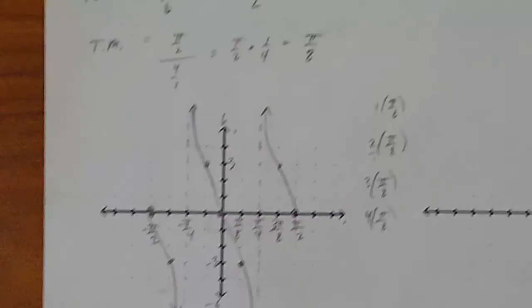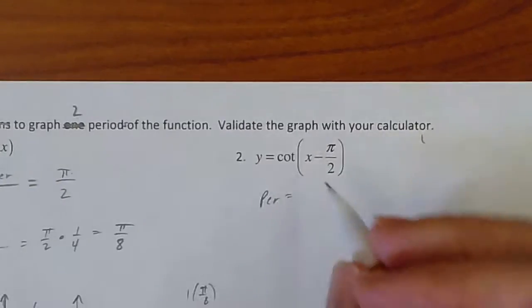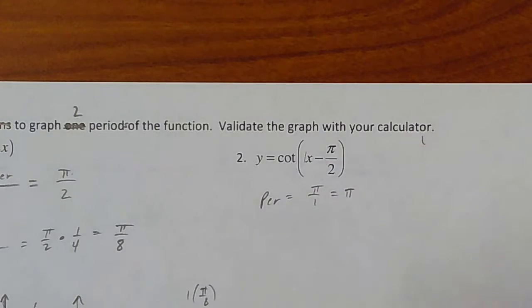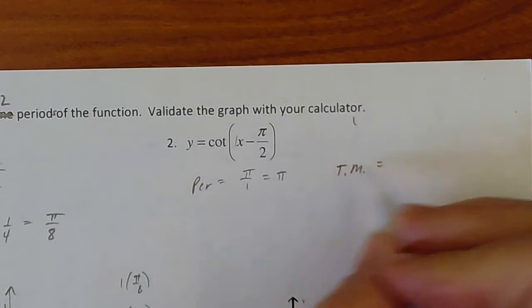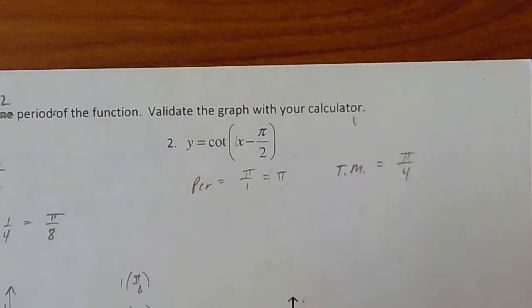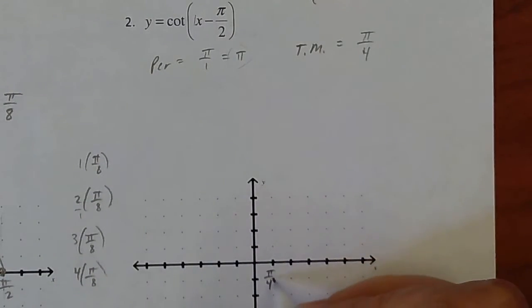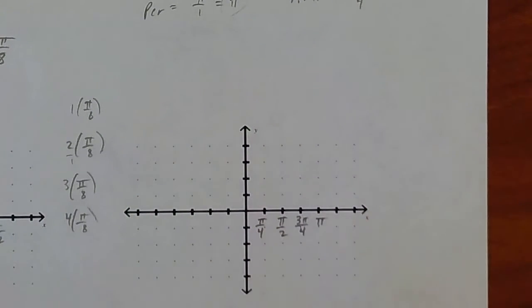Okay, so for number 2, the period here will be the original period divided by b. b is 1. So I just have pi over 1, or just pi. My scale marks, quarter period, so I'm taking this and dividing it by 4. So this is pi over 4. And then if I go to my second pi over 4, that reduces to pi over 2. Third pi over 4, and then the fourth pi over 4 reduces to pi.